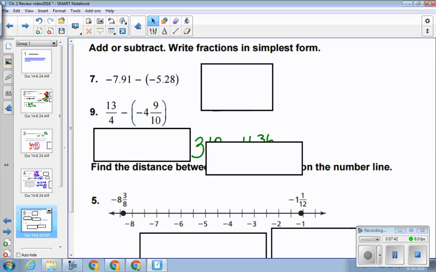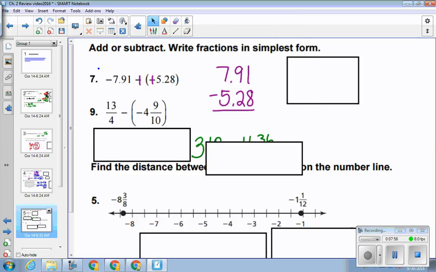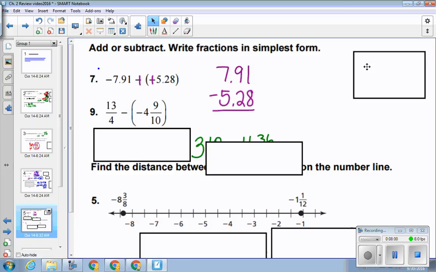Okay, a little more practice with this. So for our first one, we're going to keep our first number, change this to adding a positive. So now we have different signs, so we subtract. So this is me setting it up, and now we just need to subtract.